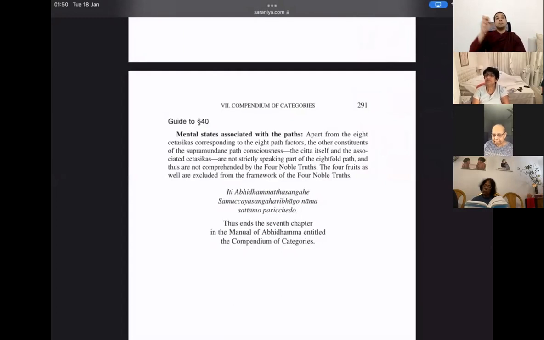Hence, the 8 paths and fruits are taken out of the 4 noble truths and the Eightfold Noble Path. Do you understand?